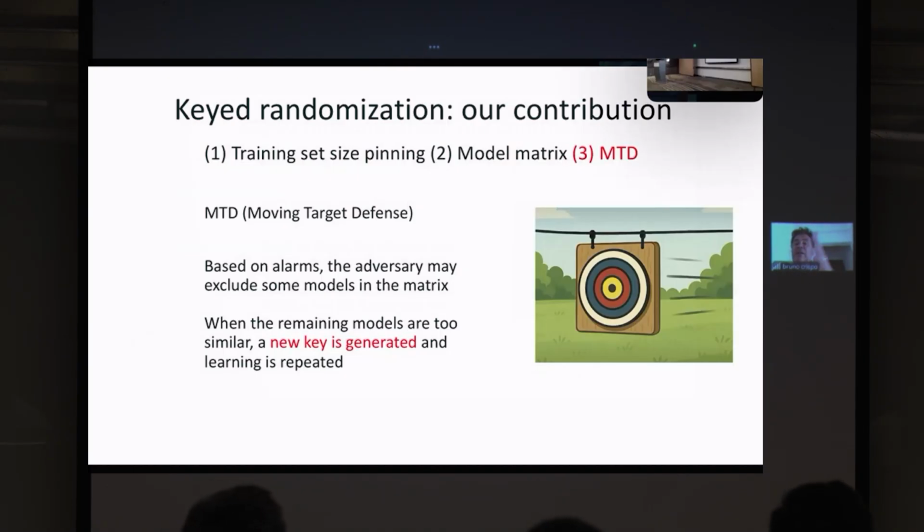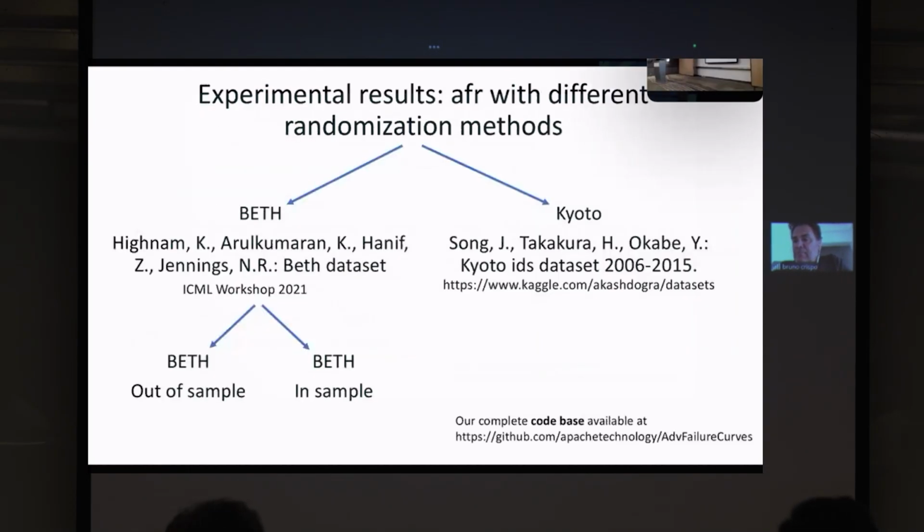So this is called moving target defense, because with this key we can simply, by refreshing the key, refresh all the parameters and recompute a new classifier for the defender. We implemented this. The implementation is available if you want to play with it.